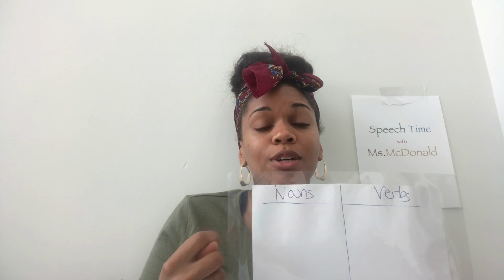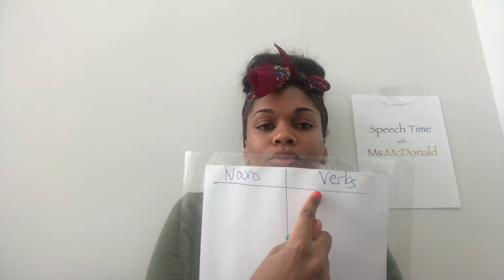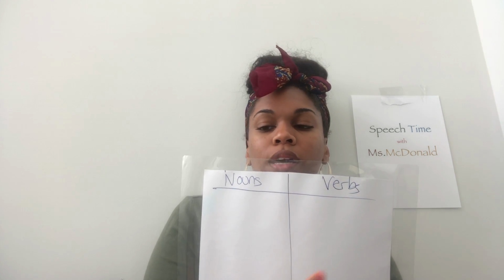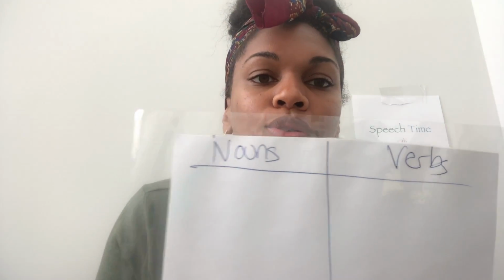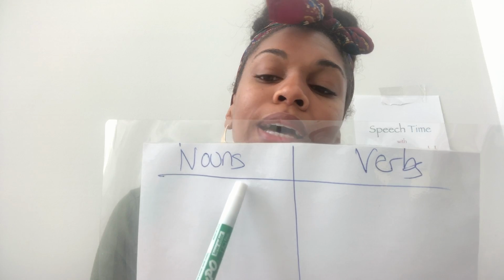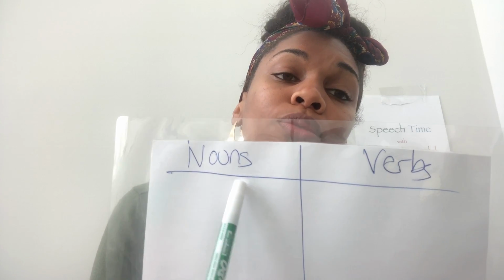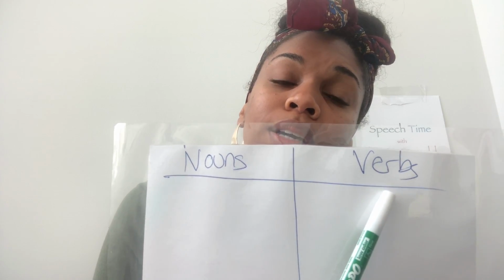Nouns. I want you to take out your piece of paper and I want you to write the word nouns on one side, and I want you to write the word verbs on the other side. I'm going to bring it closer so you can see the spelling. Nouns, N-O-U-N-S. I know my handwriting is atrocious right now. I'm sorry. And you're going to write the word verbs on the other side.